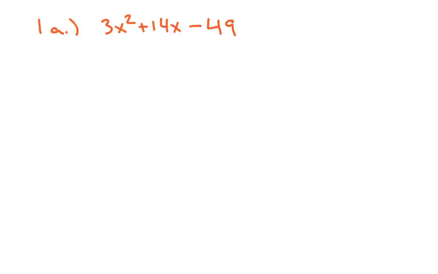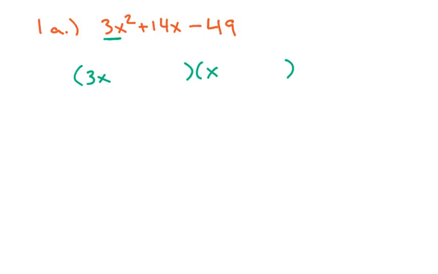Okay, let's take a look at number 1a. Solve the equation by factoring and applying the zero product property. Okay, so we've got to try to factor this. When you factor, you want to look at the first term. You want to ask yourself what times what is 3x squared. That's going to be 3x and x. And we know it's got to be 3x and x because 3 is prime.